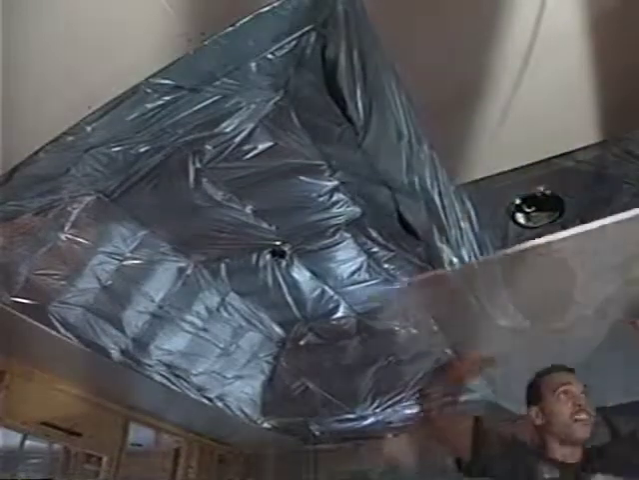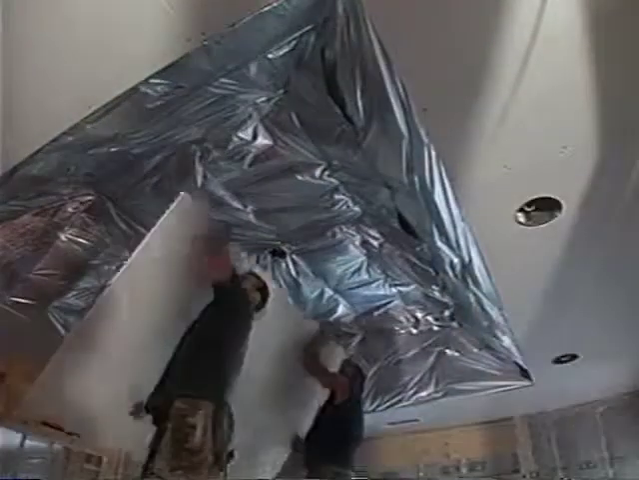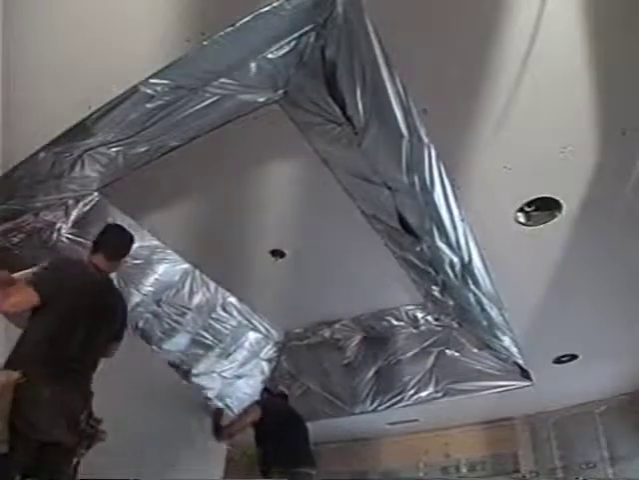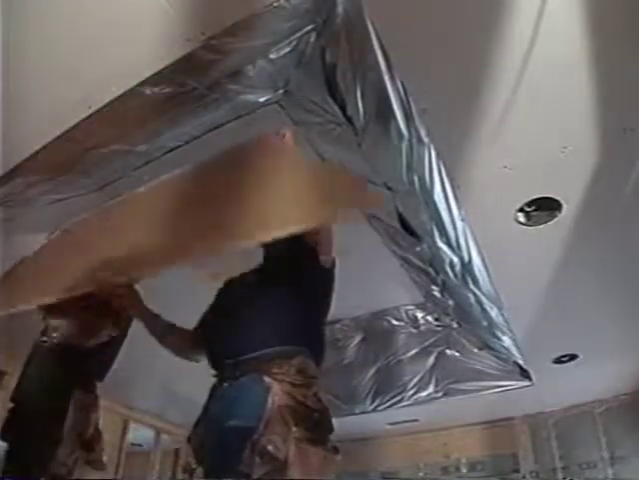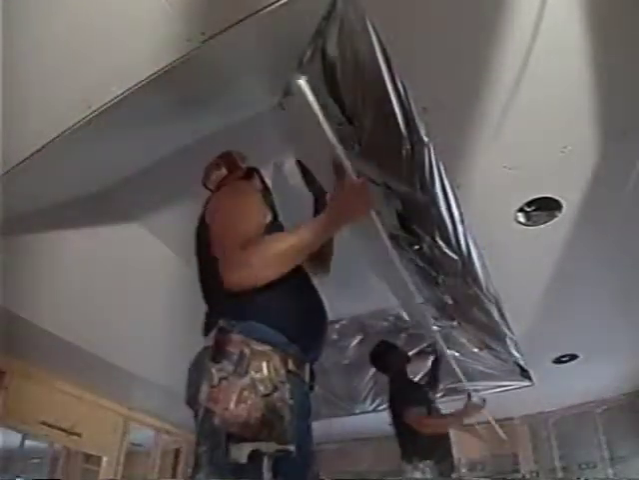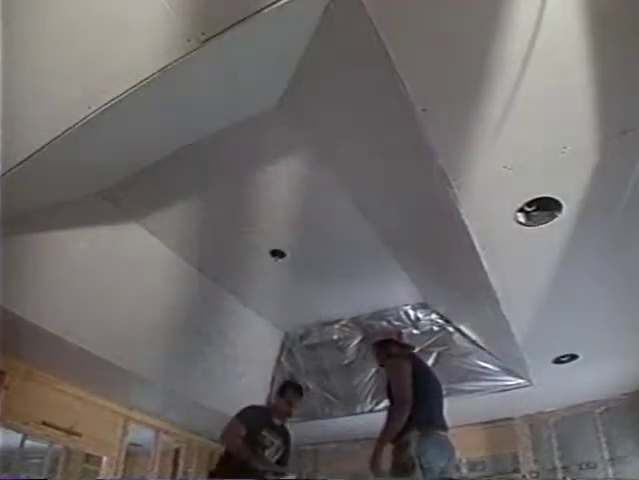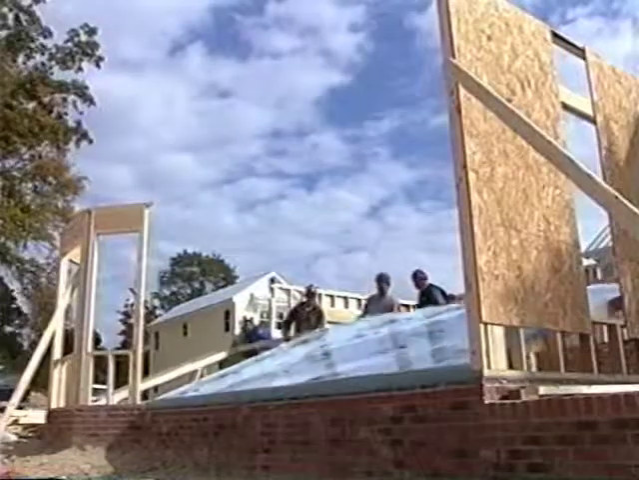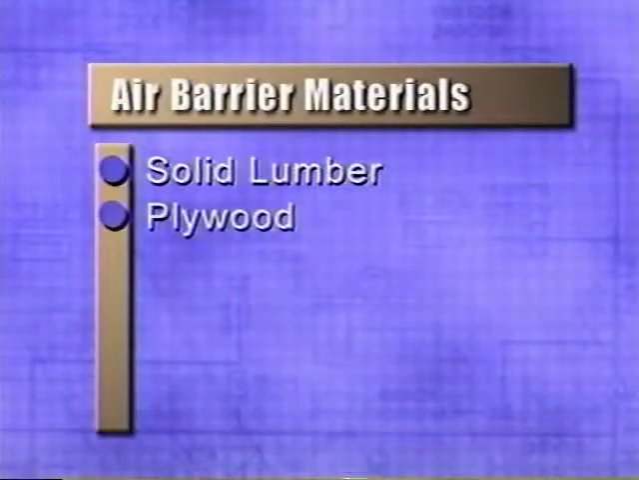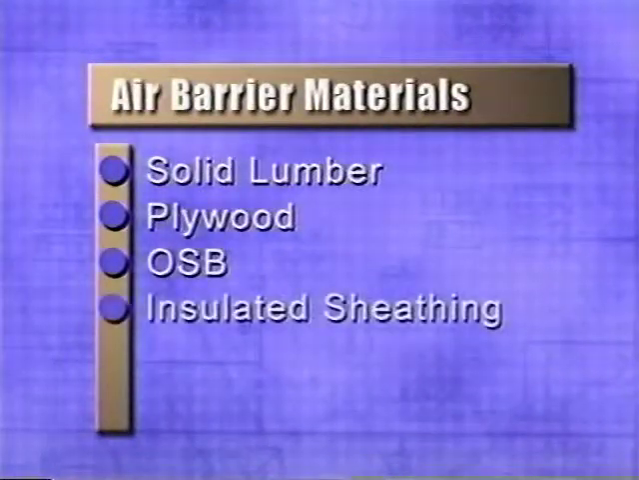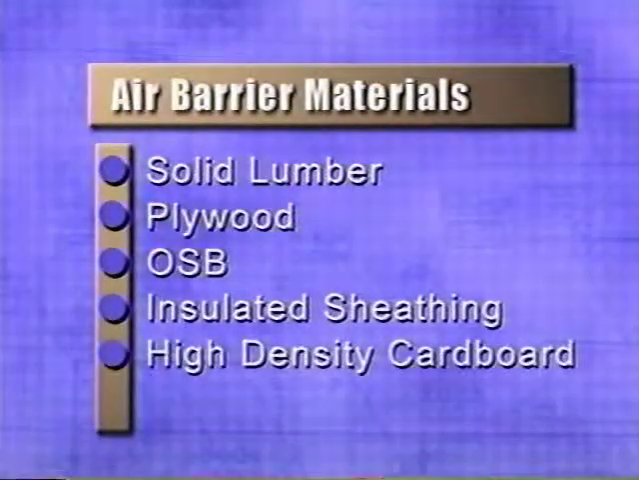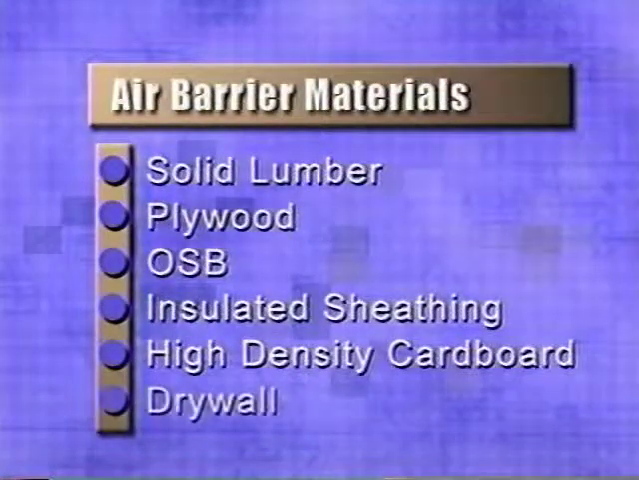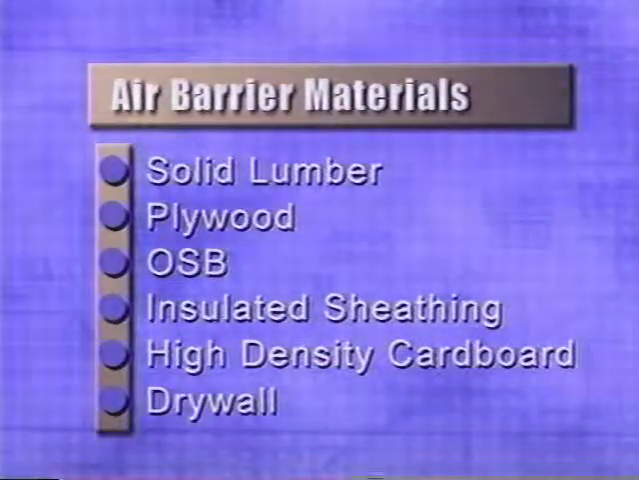The air barrier of a home is the boundary which separates the indoor conditioned air from outdoor unconditioned air. A good example of this is the sheetrock ceiling between the living space and the attic. Sometimes air barriers are installed by framers and can be made out of a number of different materials: solid lumber, plywood, OSB, insulated sheathing, high-density cardboard such as thermoply, and even drywall can all act as an air barrier.